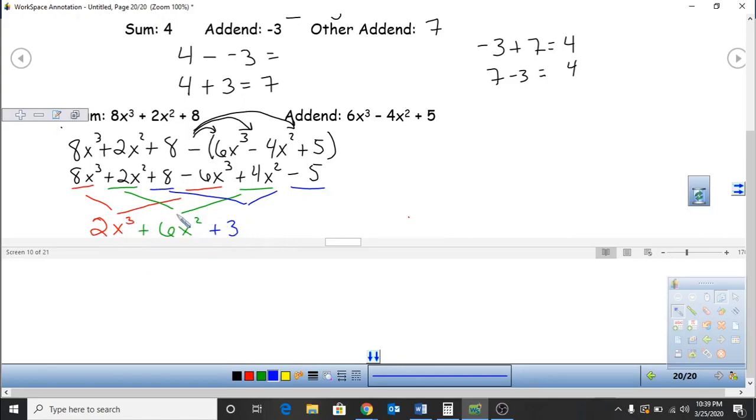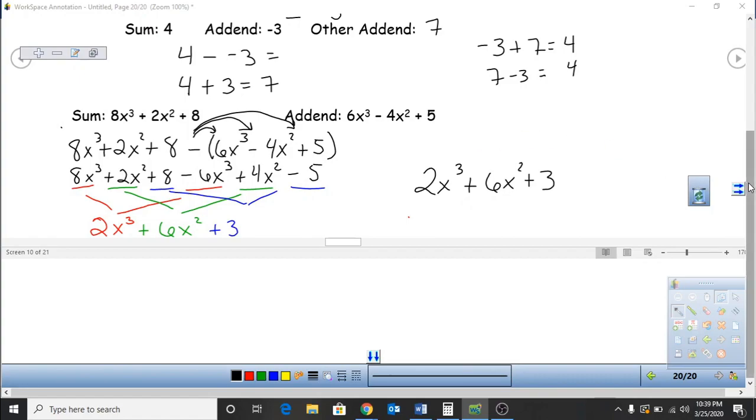Now this right here, this is the final answer. I don't actually have to apply the commutative property because the exponents are already in order. All right, but if you want, I'll rewrite the final answer over here as 2x cubed plus 6x squared plus 3. And if you think about it, you could actually work this backwards and see if this was actually the other addend to give you this sum.